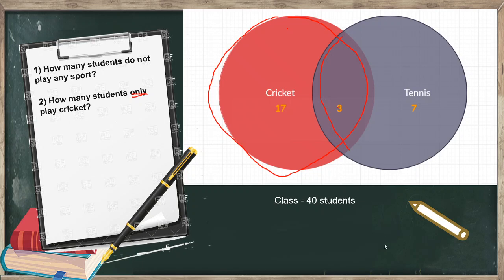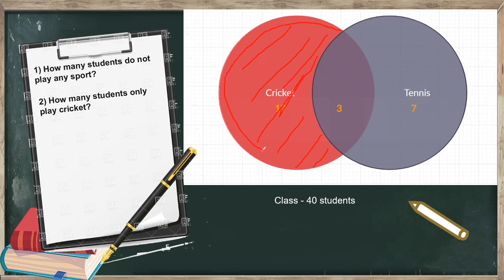So let me make it more clear. The people who play only cricket are in this red circle, true, but it doesn't consist of this overlapping place. This overlapping place doesn't come. Only this part. This part. Right. So let's move on.